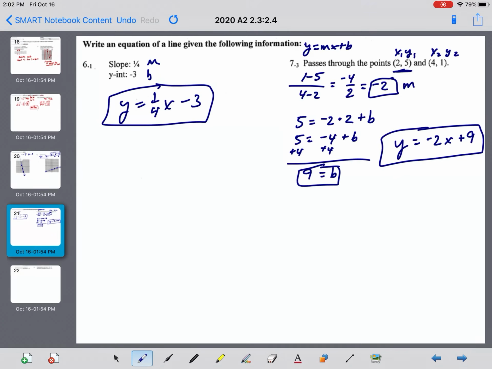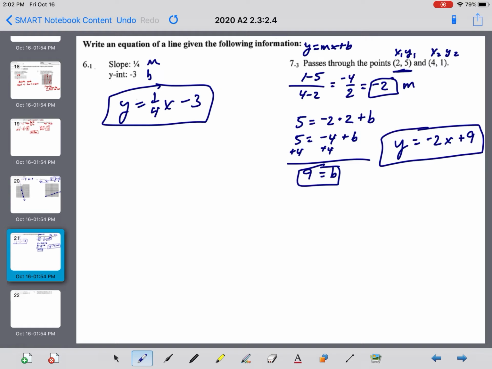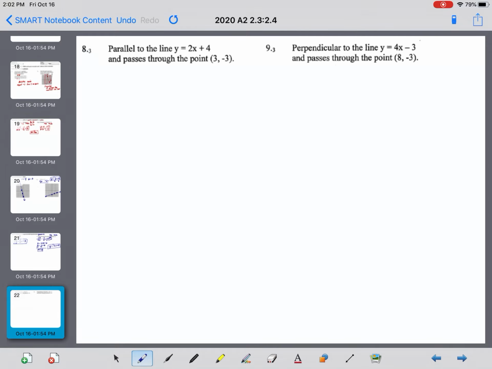And then the last 2 questions kind of fall into the same category as 6 and 7. They're giving us information, we have to turn it into the information that we need. So in number 8, we have to find a line parallel to y equals 2x plus 4. So parallel to is just a sneaky way to tell us what slope to use. And parallel lines have the same slope. So this slope of 2, that's our slope we're going to use.